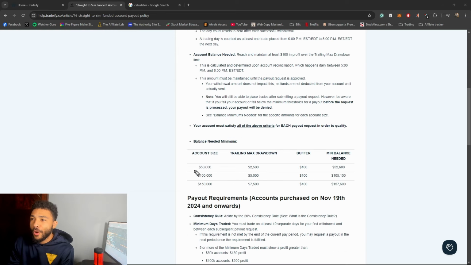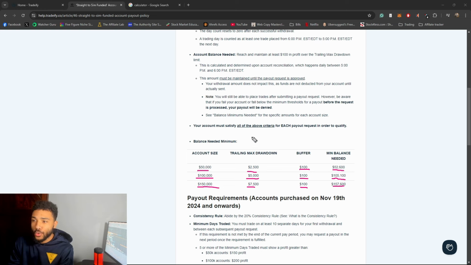If you are in a 50K account, the max trailing drawdown is $2,500. The buffer is $100. So in order to take a payout, you need at least $52,600 in the account. A $100,000 account, the trailing drawdown is going to be $5,000. Same $100 buffer. So you need $105,100 in the account. And then lastly, the 150K is $7,500, $100 buffer, and then you need $157,600 in the account to be able to take a payout. So that's the old rules that they have.